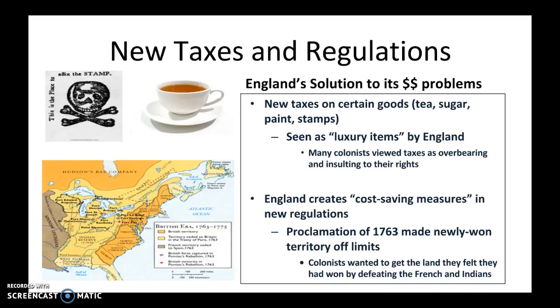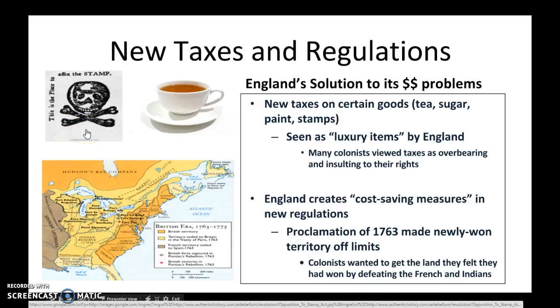Here are some examples of the new taxes and new regulations that England is imposing. Notice that they're imposing taxes on items that many people would consider luxury items. Things like tea and sugar. Paint was taxed. At a certain point, they had stamps that had to be put on legal documents. These were all taxes that England saw as being fair because they were on luxury items. But Americans, again, kind of took offense at this because they thought that England was trying to basically take control of where their tax money went.